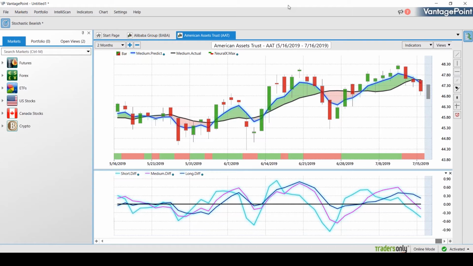Look what we have going on right here. We've got price falling, blue line crossing over the black line, red on that neural index. Look at that great candle. That's our one-day predictive indicator. All three lines headed down.